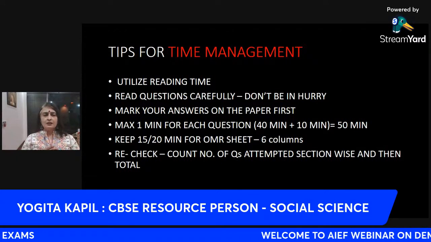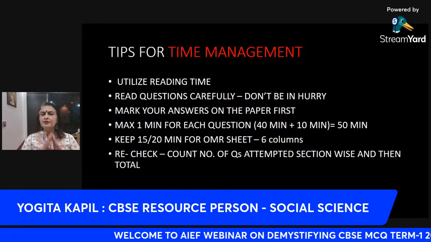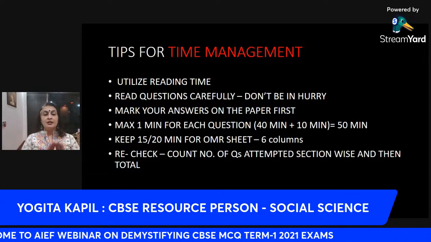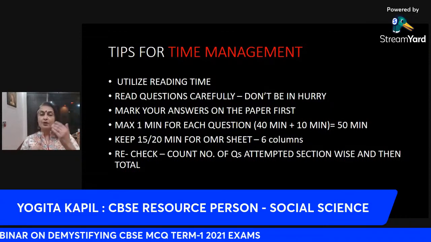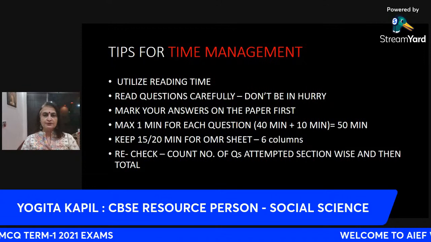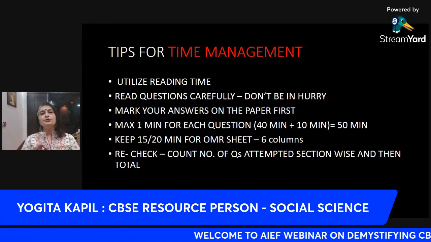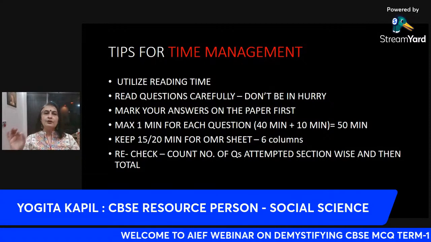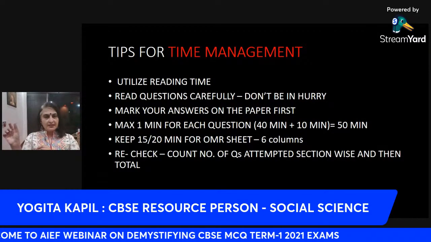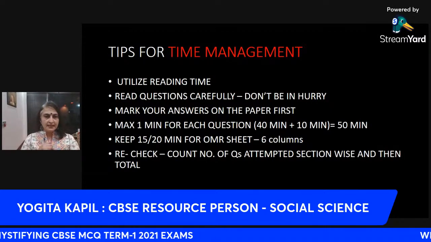Now, give 1 minute to each question so that you have enough time. You have 50 minutes with you. With these 50 minutes, you still have 40 minutes in hand, plus 15. Earlier, you already had those 15 minutes. So keep at least 15 to 20 minutes for the OMR sheets. You have those 6 columns, 4 options, 1 box, and 1 other circle that you see.